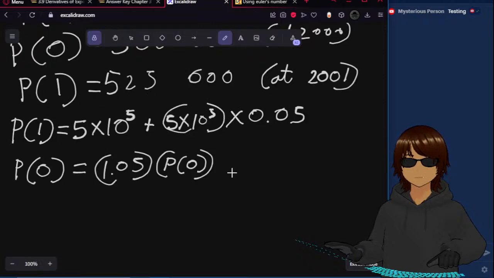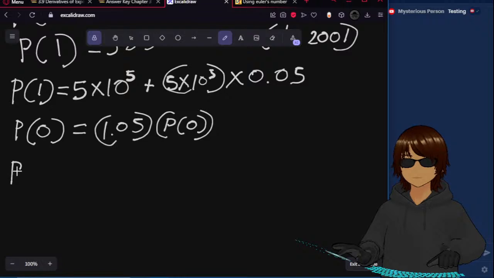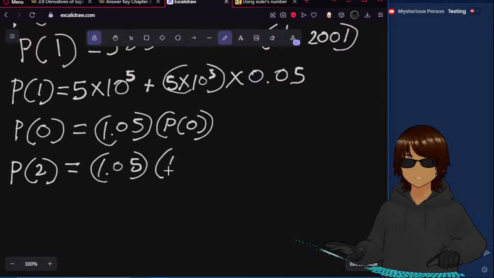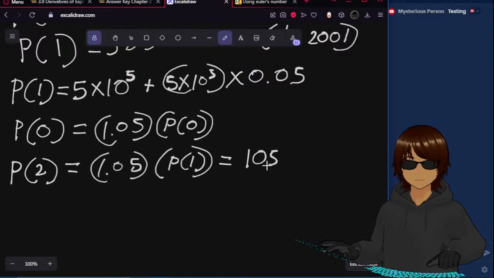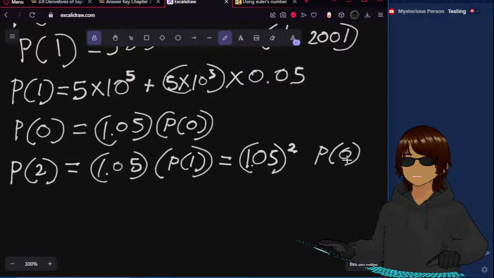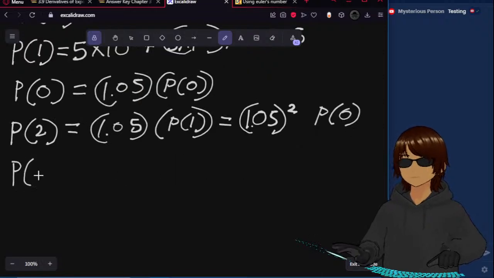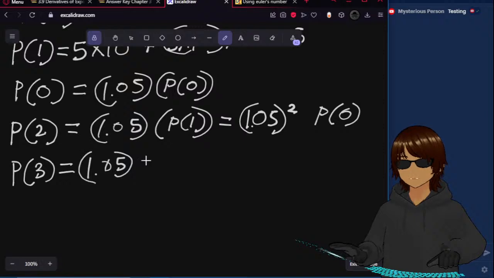This, and then P2 will increase by 5% again. Which is this square P0, and then P3 cubed 0.